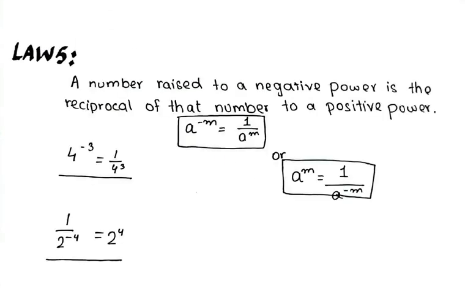Law number 5. A number raised to a negative power is the reciprocal of that number to a positive power. Algebraically written as a to the power negative m is equal to 1 by a to the power m, and a to the power m is equal to 1 by a to the power negative m.